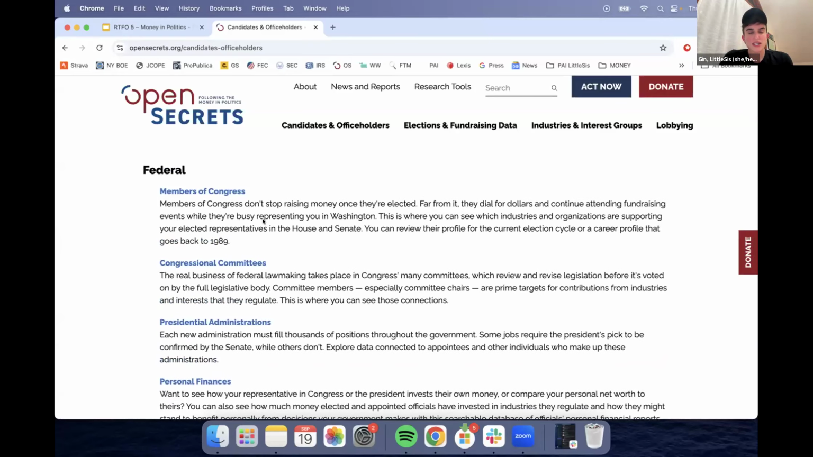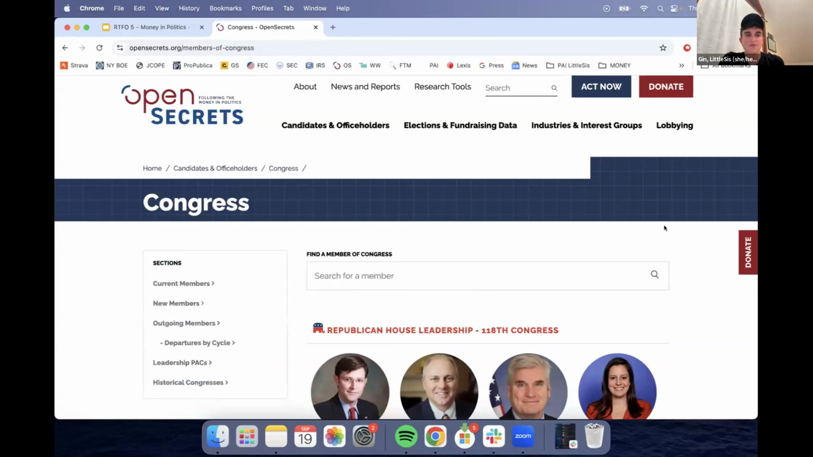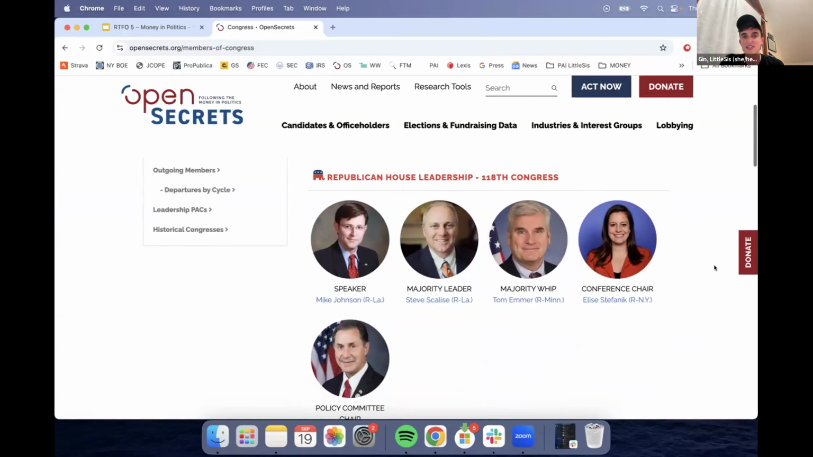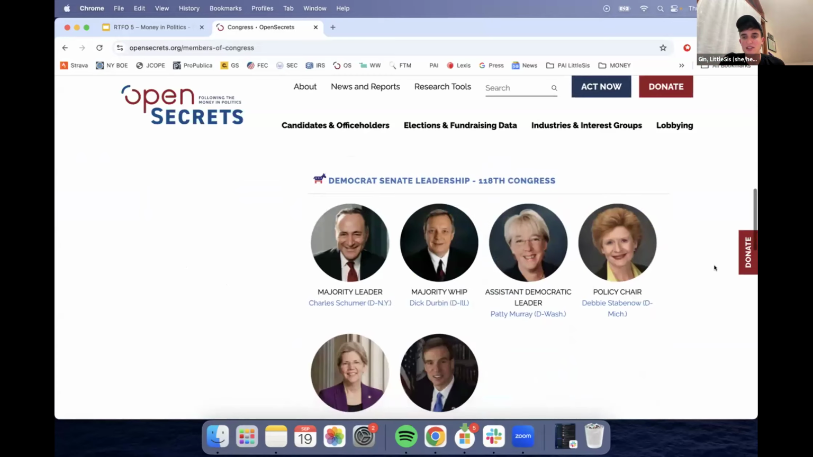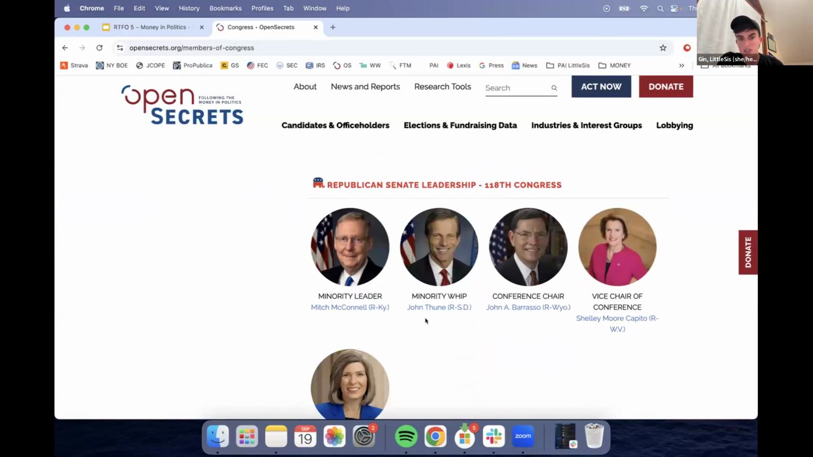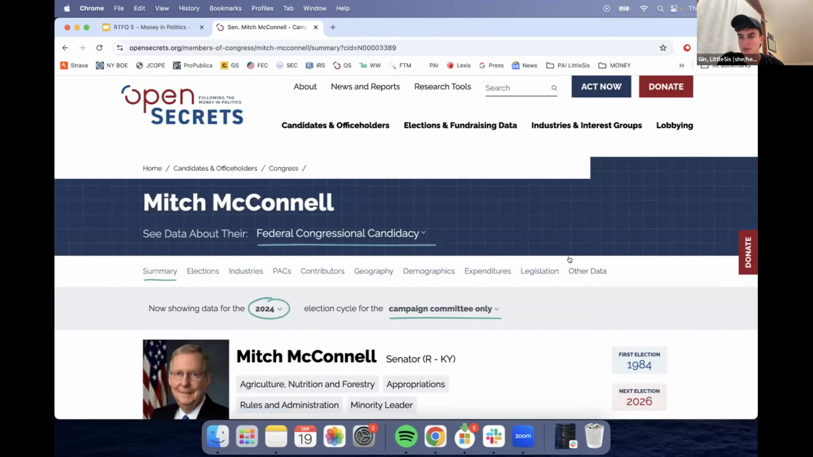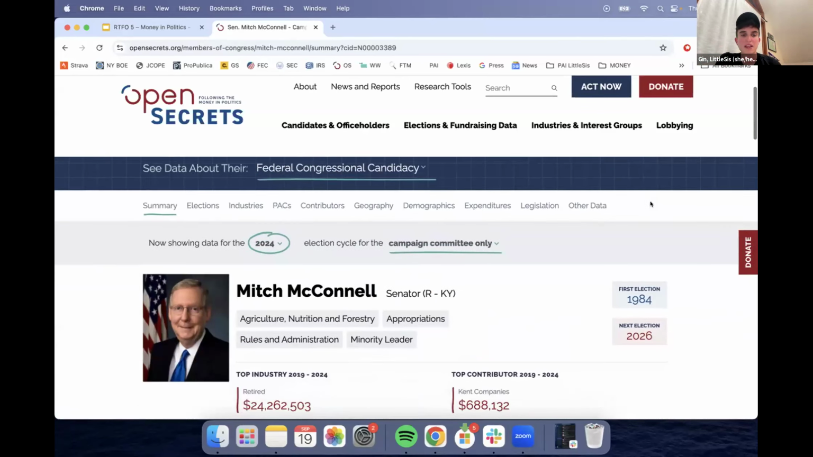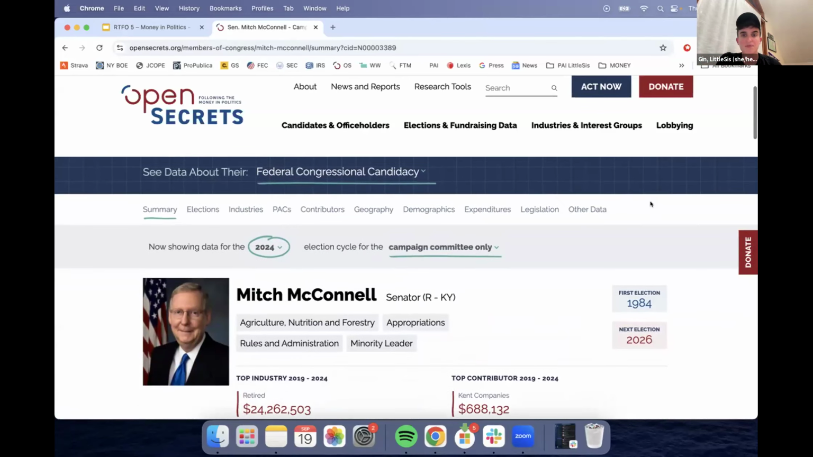But what I want to show here is how this data is structured when we look at this. So again, this is just an overview. You can get into looking up a specific member of Congress, but they're just showing the party leadership here. I'm going to show us Mitch McConnell. This guy's been around for a really, really long time. So his campaign finance data is pretty interesting.